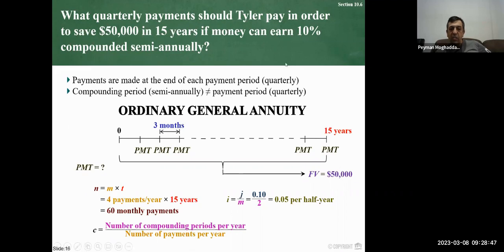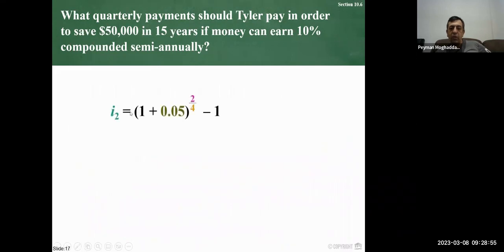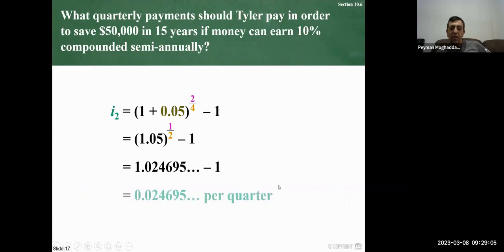And the compounding frequency for your interest rate is going to be 2, right? So 2 divided by 4, 1 over 2. Okay, so now you have C, you have I, you find I2, right? I2 is equal to 1 plus I power of C minus 1. So you can do it in the calculator very easily. 1.05 power of half, and then it's going to be this.